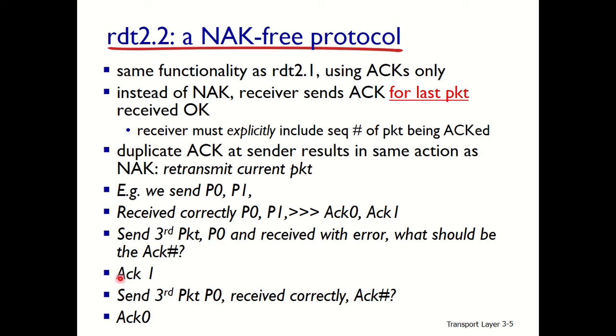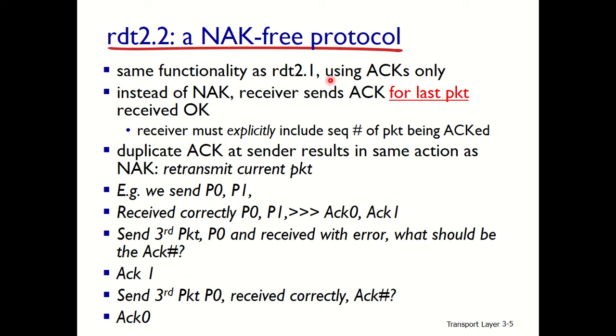So through the duplicate acknowledgement number, the sender can come to know that the last packet transmitted, P0, is not received correctly. It is received with error. So P0 should be retransmitted.